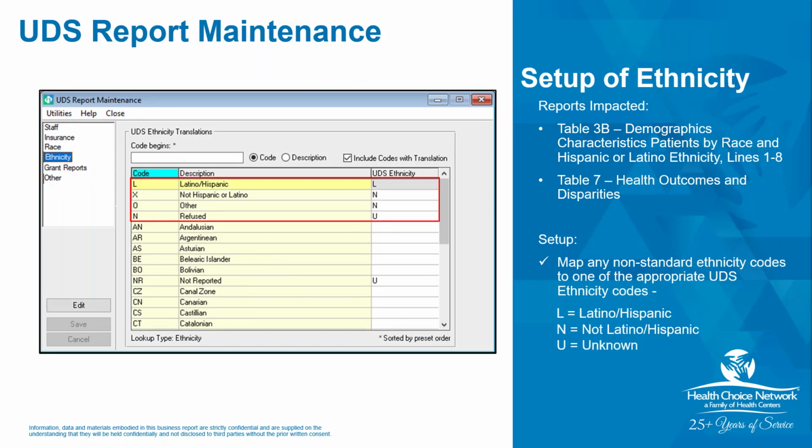From the UDS Report Maintenance ethnicity page, you can edit the UDS report categories for each ethnicity. Any non-standard ethnicity code added to Intergy must be mapped to one of the UDS ethnicity codes, or the patient will be counted to unknown on Table 3B and Table 7 for ethnicity.